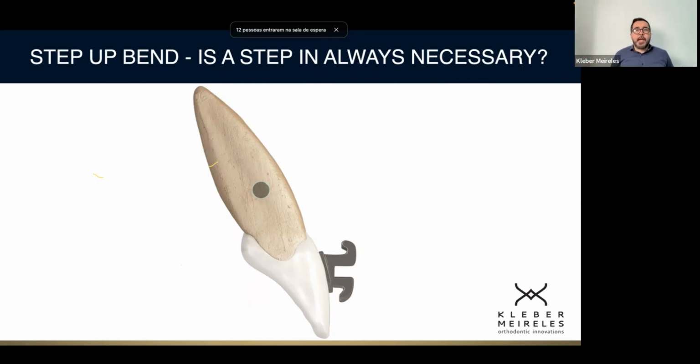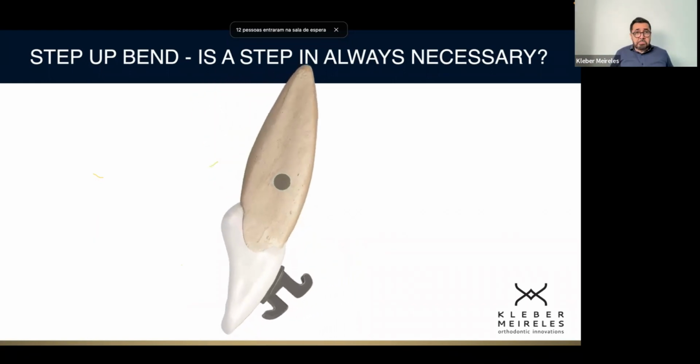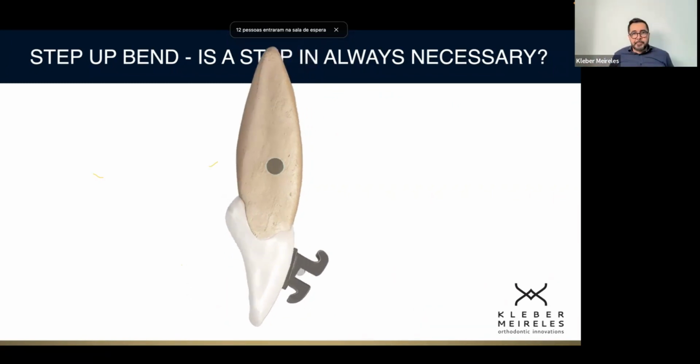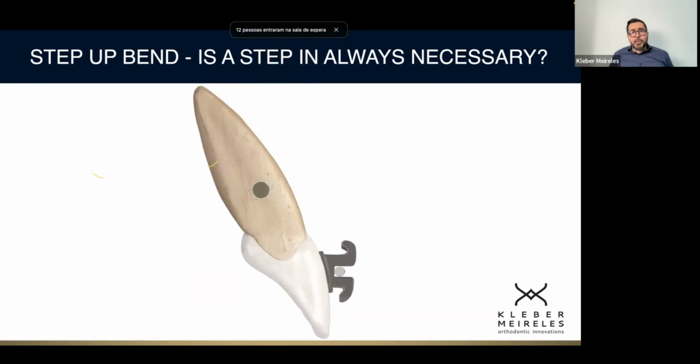So in this case, if we have something, for example, like this, why are we applying with the intrusive bend a step-in bend? It's not going to be necessary. Of course, you know that in this case, the opposite would be necessary, okay? The step-out bend or a bend towards the buccal side, okay? And sometimes when we have this good inclination, even in this situation, sometimes you don't need to have another bend.